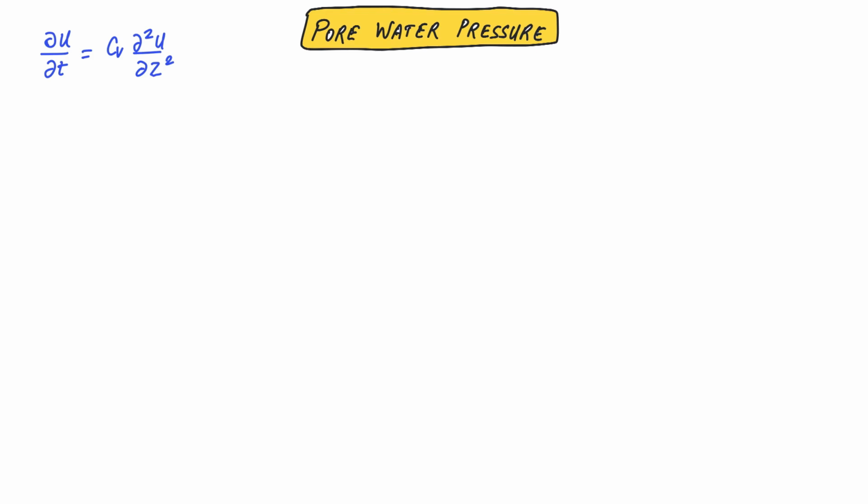Now, here you can see that there are total two terms. The first term is telling you about the variation of pore water pressure with respect to the time, whereas the second term is indicating you the variation of pore water pressure with respect to the thickness or with respect to the depth of the soil.